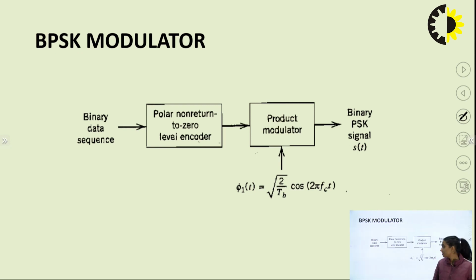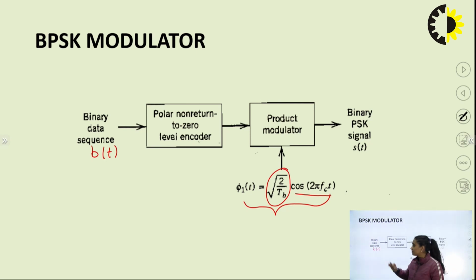One of the inputs will be my binary data sequence, which I have represented with b(t), right? The other input should be my carrier wave, which is represented here like this, right? This is the energy associated with my carrier. So cos 2πfct represents the angle of my wave, where Tb represents my bit duration, right? Although we are not going to give the bits directly to the product modulator, we are going to give them through a polar non-return to zero level encoder.